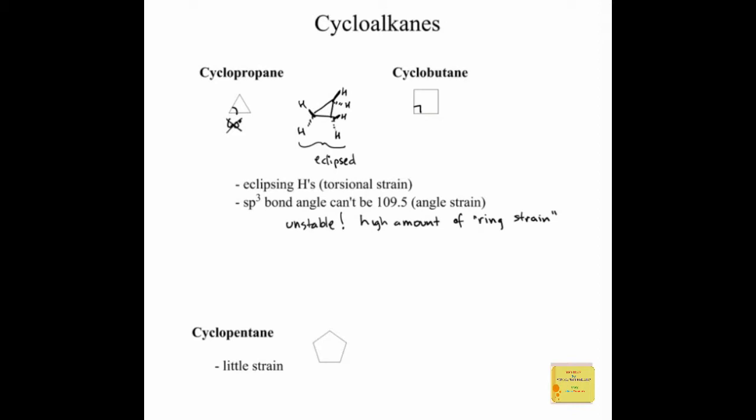But if we bend the molecule slightly, we can alleviate some of that torsional strain and get some better interactions. And so this conformation is known as the envelope conformation, where you have 4 carbons in one plane, and then the 5th carbon is bent out of that plane. And that's what cyclopentane looks like.